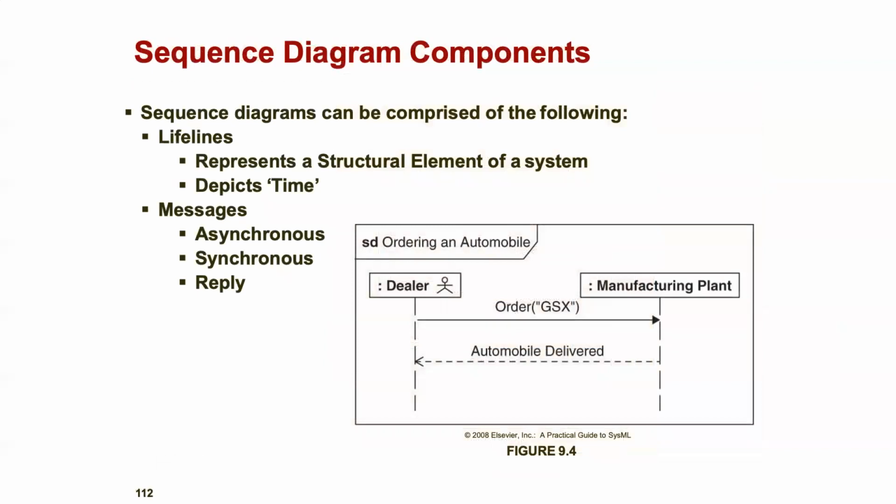In terms of the components, the sequence diagram can be comprised of the following. It can have lifelines representing a structural element of a system. This depicts time, and it can also have messages, asynchronous or synchronous, and reply. Those are the types of things that we can start to annotate in a sequence diagram.